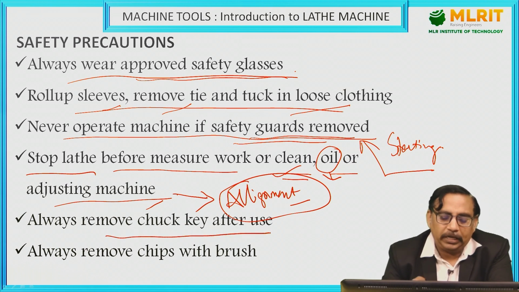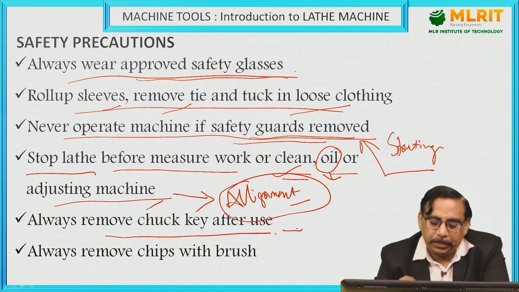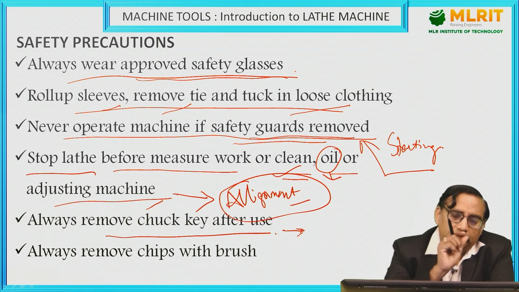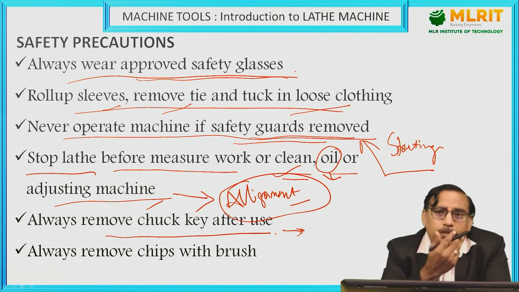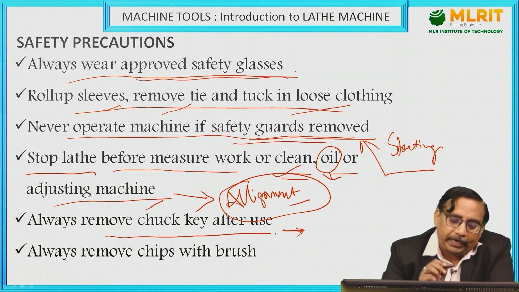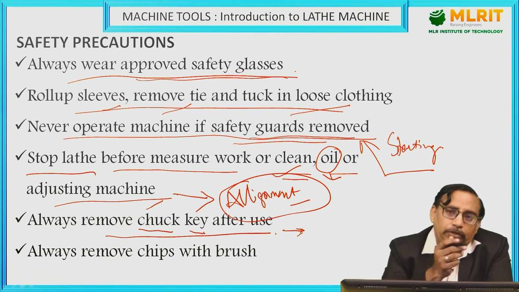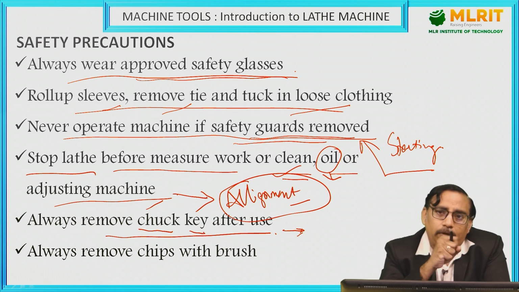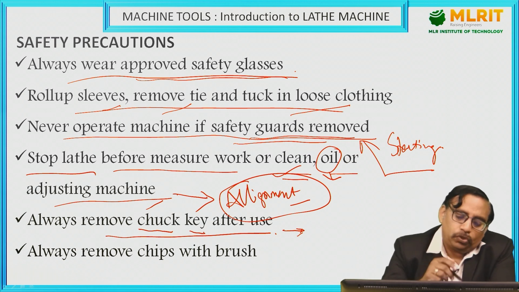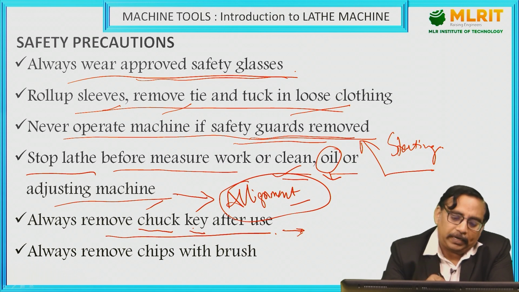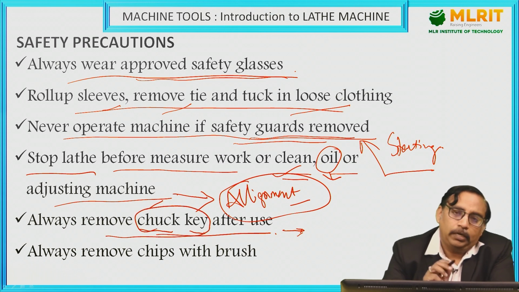Always remove the chuck key after use, since the chuck key is a very important part which holds the workpiece in the chuck, that is the work holding device. For tightening the chuck, we use the chuck key. The chuck key is an external projecting part which makes the chuck rotate equally and hold the workpiece well. So this chuck key, the projecting part, has to be removed before starting any lathe.